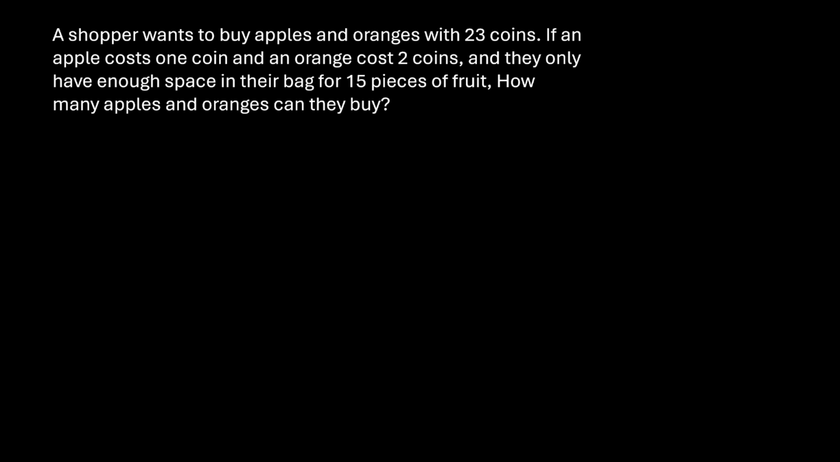So the first equation that we have to think about is the money piece, where we have a total of 23 coins, and the amount of coins that we actually have to spend is the idea that an apple costs 1 coin, so we're going to call it A, or 1A. So every apple that you buy is just going to be 1 times A. And an orange costs 2 coins. And I'm going to call oranges R. So apples is equal to A, oranges is equal to R. A plus 2R is equal to 23.